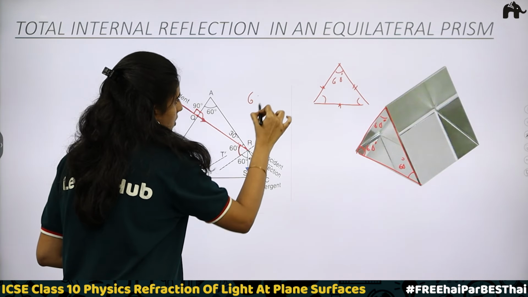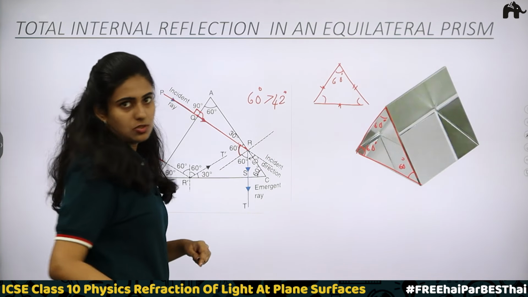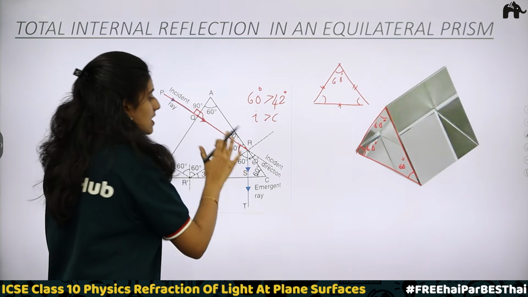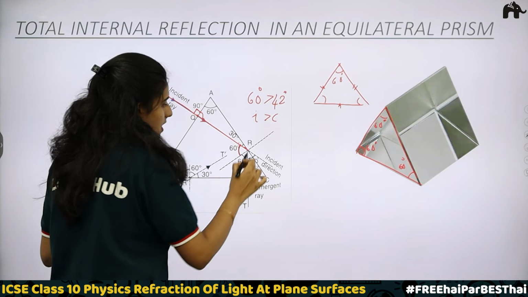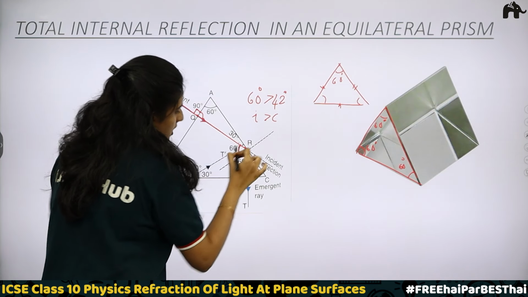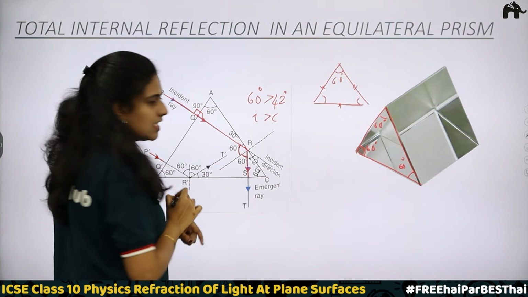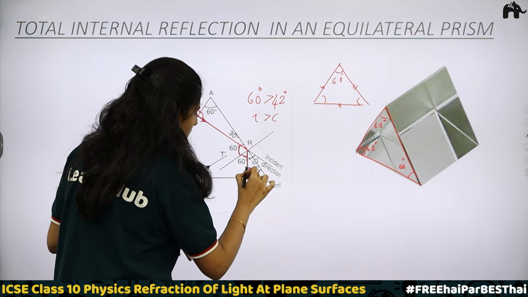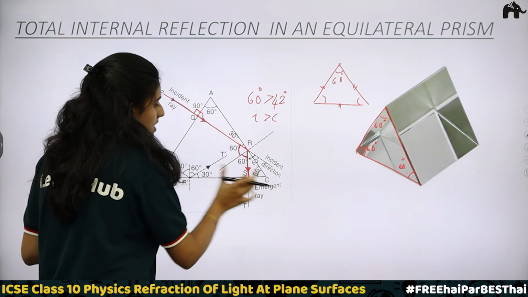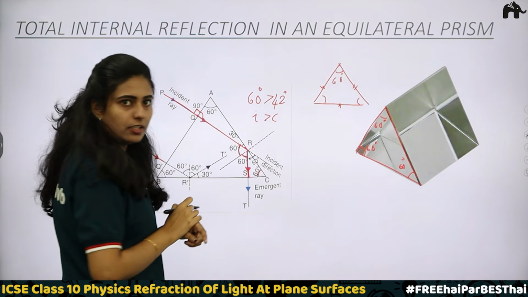We are getting an angle of incidence which is greater than 42 degree. Angle of incidence is greater than critical angle. What happens? There is no refraction. Total internal reflection takes place. Okay. So this is the reflected ray. And the angle of reflection will be 60 degree. Again, the angle of reflection will be 60 degree. What happens to the ray of light? Here, it strikes the face BC. When it strikes the face BC, let's check. This angle is 60 degree.